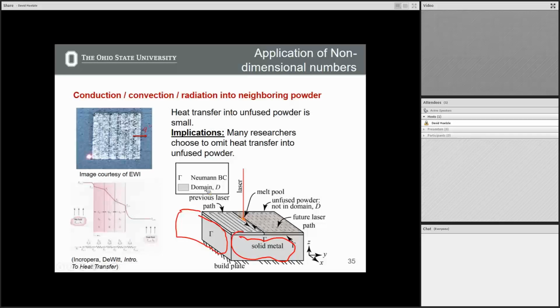But we then impose, if this domain is D, anything that's this light gray, the Neumann boundary condition is placed at the edges here, in between the unfused powder and the top of the previous layer. This top layer, all of this would be the Neumann boundary condition. Any questions on the motivation for that? Okay. But this is one of the most standard assumptions you'll see.